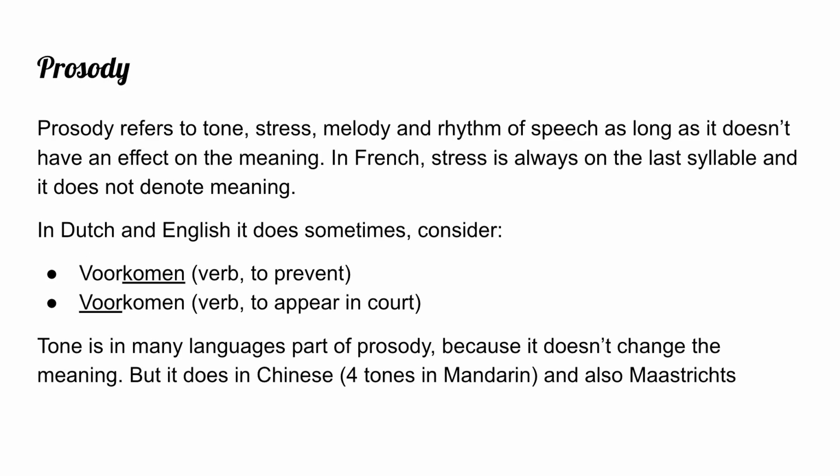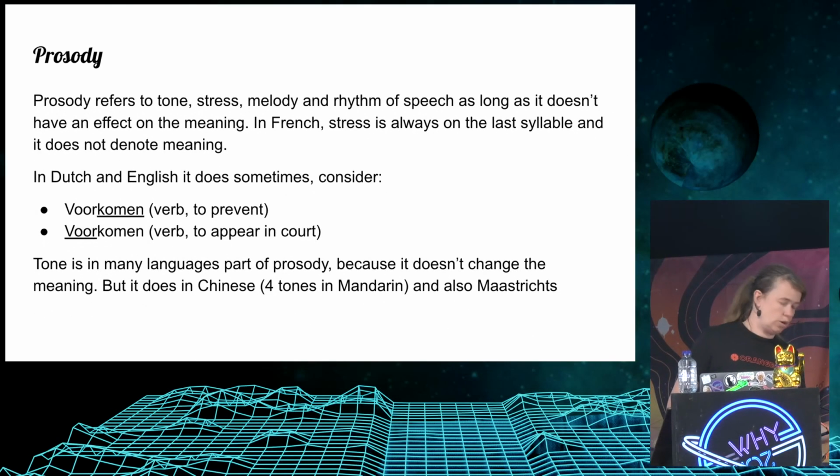So in Dutch and in English, sometimes stress can denote meaning, not too often. And one example in Dutch is the difference between the verb voorkomen, which means to prevent, or the word voorkomen, which means to appear in court. So you'd like to voorkomen that you have to voorkomen.